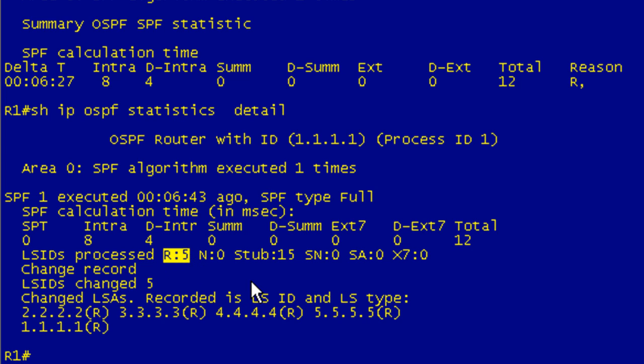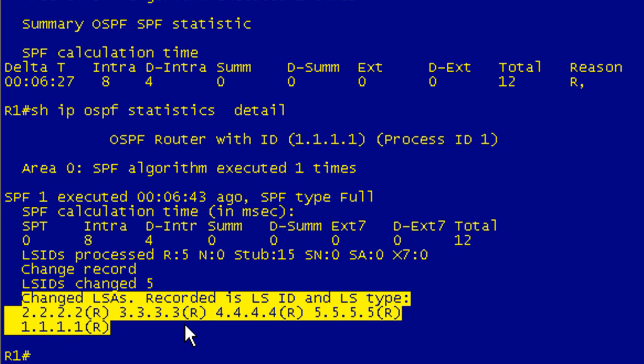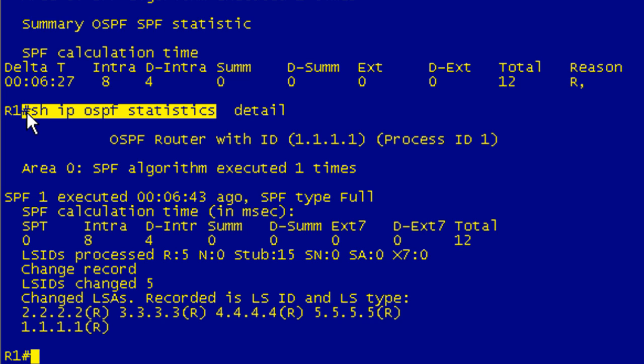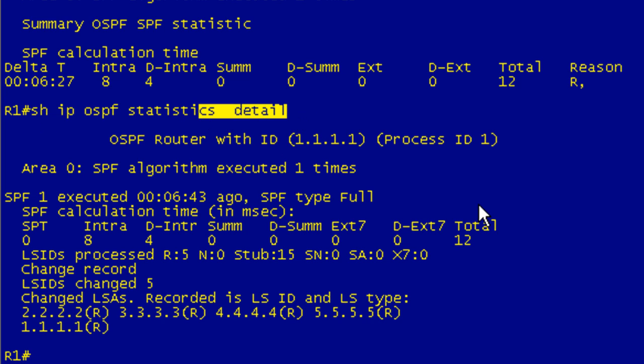It shows us the LSIDs that were processed. 5 were router, which is LSA type 1. Stub is the type of link. Don't worry about that. And then it shows the LSIDs that were changed. Well, yeah, we learned about all our neighbors, and it shows these 5. If there were more than 10, it would only show 10 of these, but we don't have more than 10 routers running here. So this would be where you would look if you were having problems. If you're saying, why is my CPU getting eaten up? Why is my routing convergence time so high? You could use this command, either one, the show ip ospf statistics, and then of course the detail to get more details.